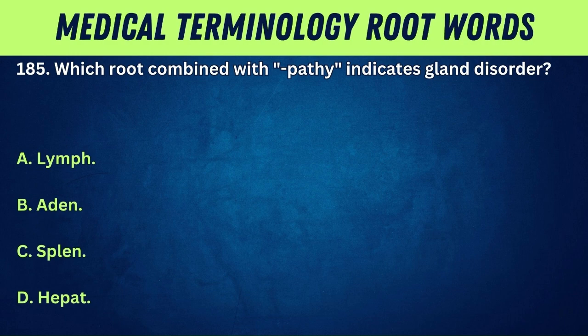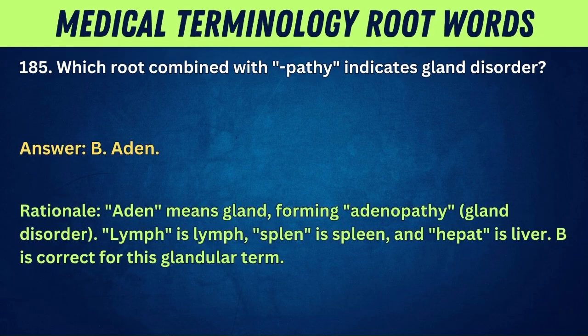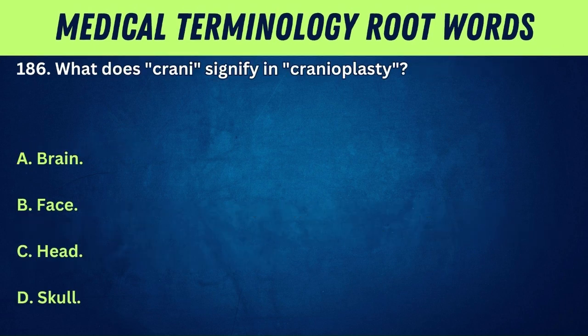185. Which root combined with pathy indicates gland disorder? A. Lymph. B. Aden. C. Spleen. D. Hepat. Answer: B. Aden. Rationale: Aden means gland, forming adenopathy, gland disorder. Lymph is lymph, spleen is spleen, and hepat is liver. B is correct for this glandular term.